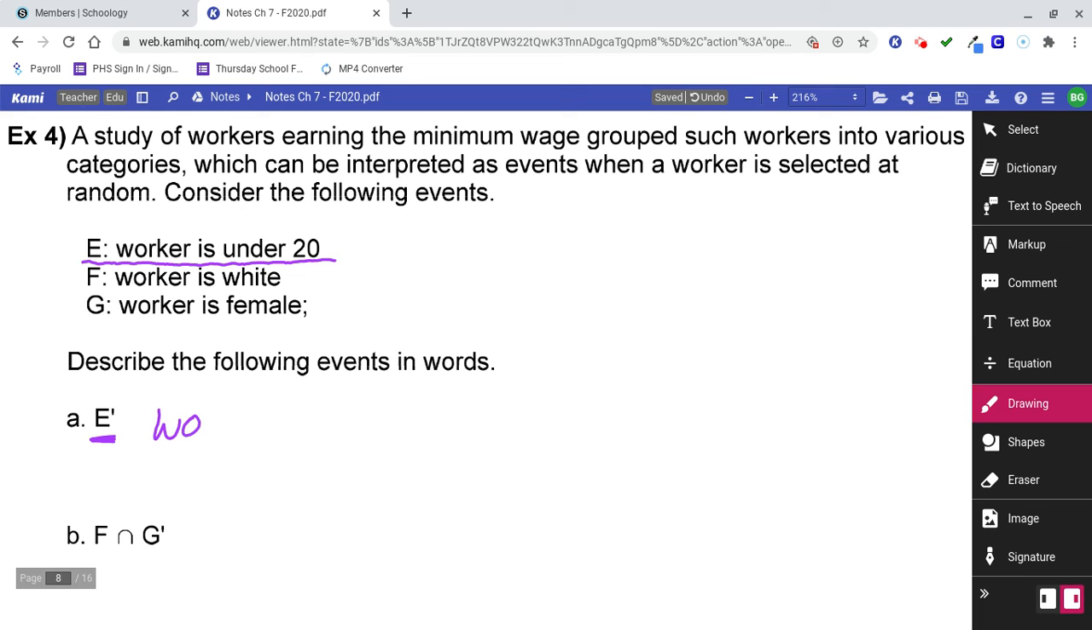The worker is, I'm sorry? Over 20. What about if they're equal 20? How about 20 or older? It's not under 20, then they're 20 or older.